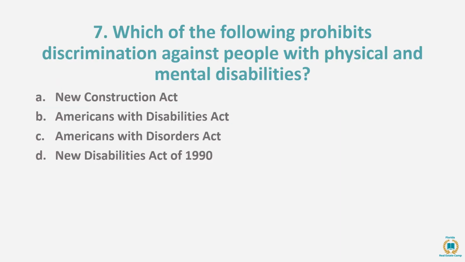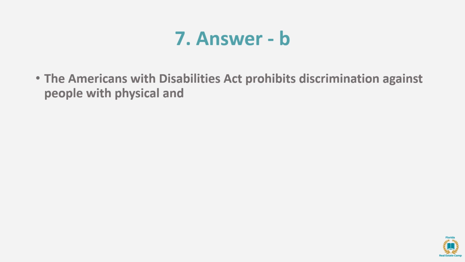Number 7, which of the following prohibits discrimination against people with physical and mental disabilities? Is it A, New Construction Act, B, Americans with Disabilities Act, C, Americans with Disorders Act, or D, New Disabilities Act of 1990? The answer is B. The Americans with Disabilities Act prohibits discrimination against people with physical and mental disabilities.